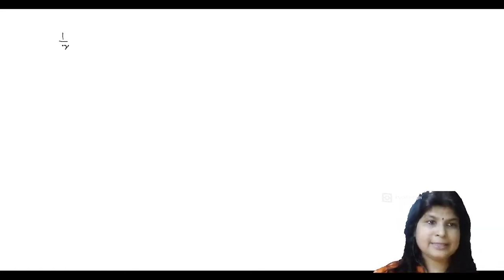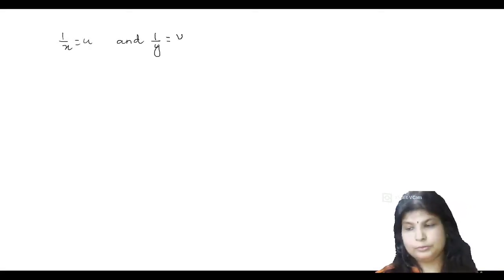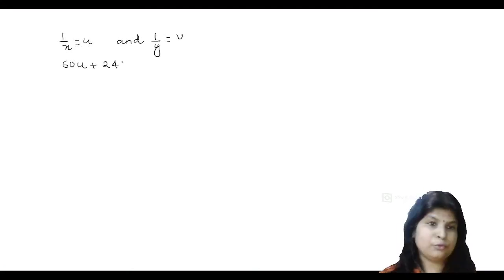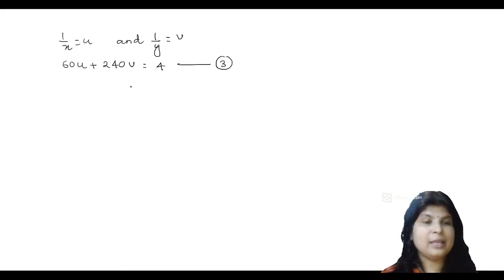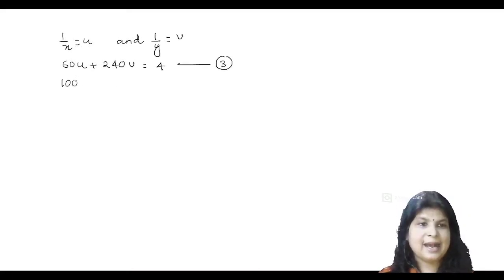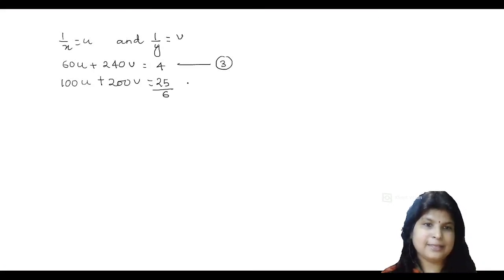So now what I will do, I will consider 1 by x is equal to u and 1 by y is equal to v, and I will rewrite the equation to bring it to the standard form. So 60u plus 240v is equal to 4. So this becomes your equation 3. And what about the next equation? It is 100u plus 200v is equal to 25 divided by 6, that is equation 4.